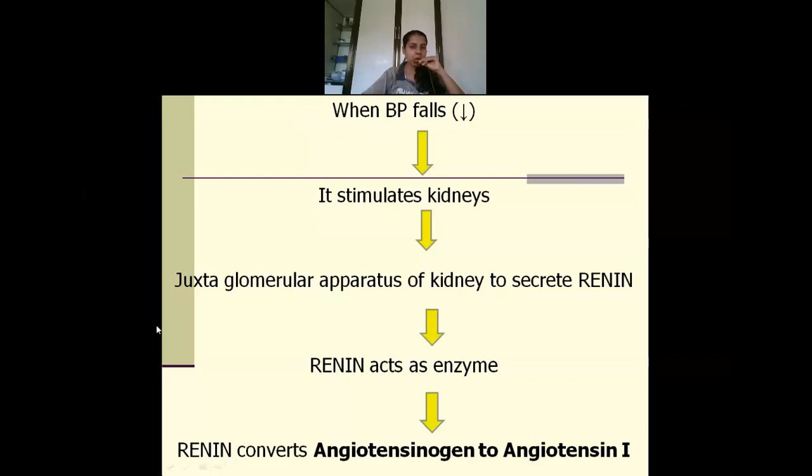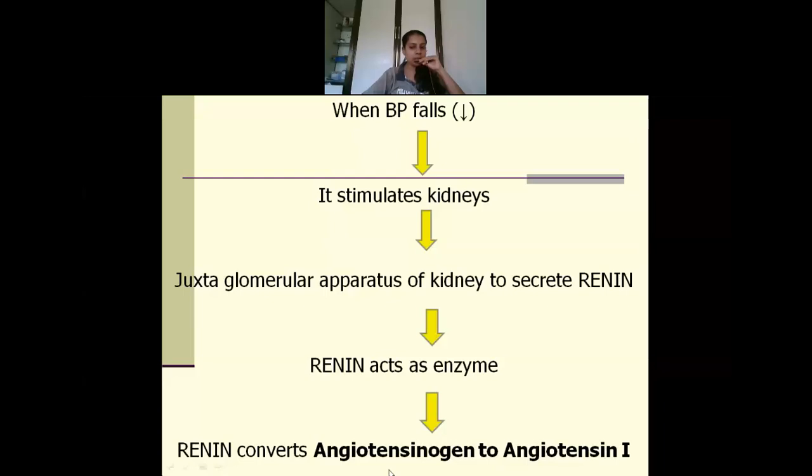We'll see now what happens when your blood pressure falls. When the blood pressure falls, it is detected by the kidneys. What they will do is stimulate the juxtaglomerular apparatus of the kidney. This juxtaglomerular apparatus will secrete more and more renin. Renin is an enzyme. So what happens when more and more renin is secreted?